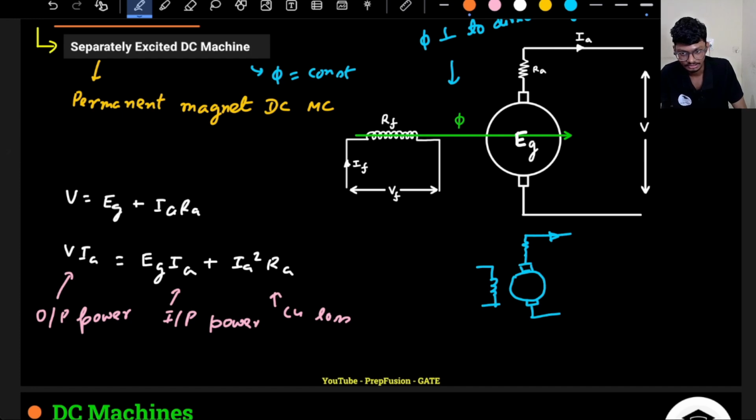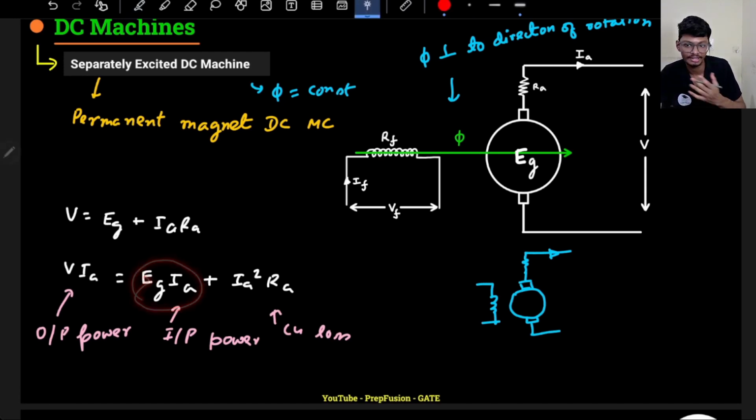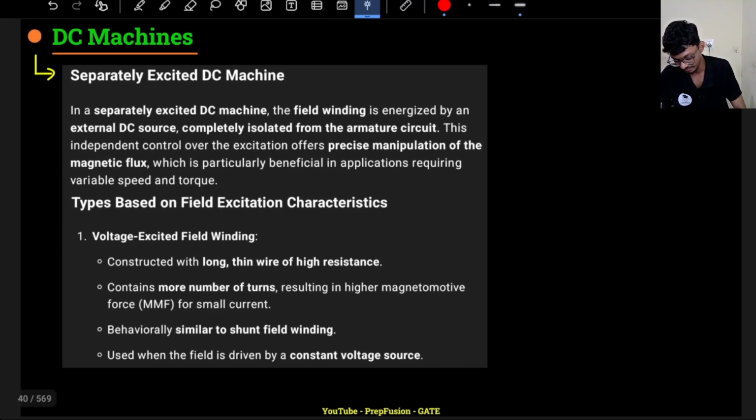This is the case basically. I hope you have understood this. We will come back to this later on as well, don't worry. But I want to derive this input power in terms of mechanical quantities, because I'm giving input as a rotation. So I will come back to this, don't worry. I just wanted to give a brief about separately excited.